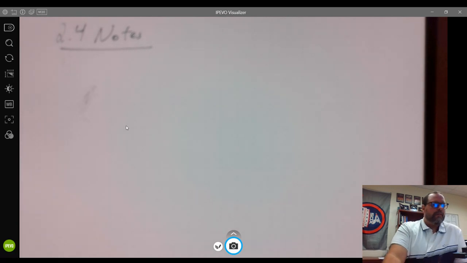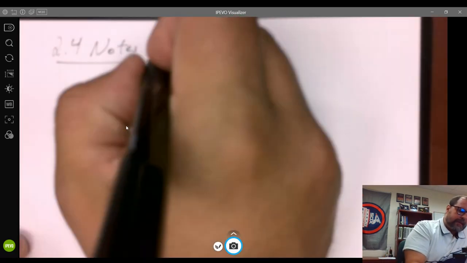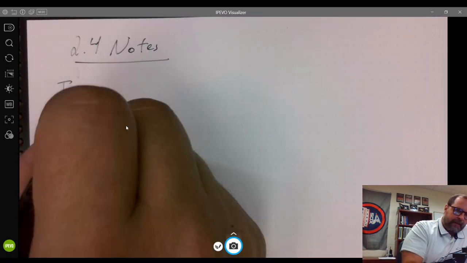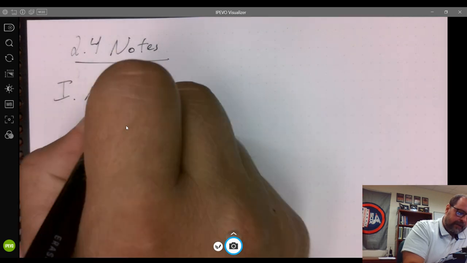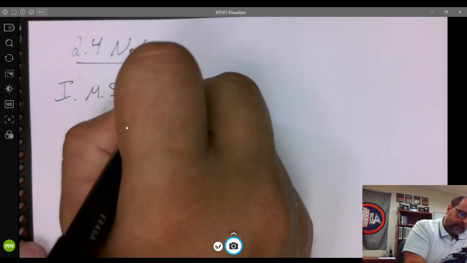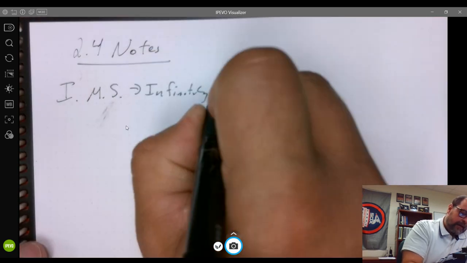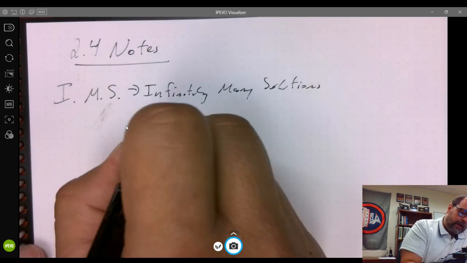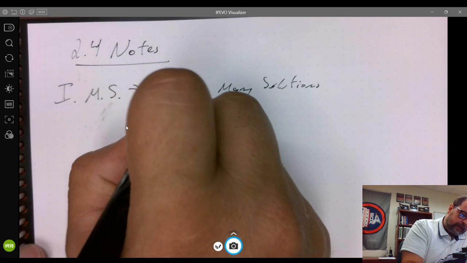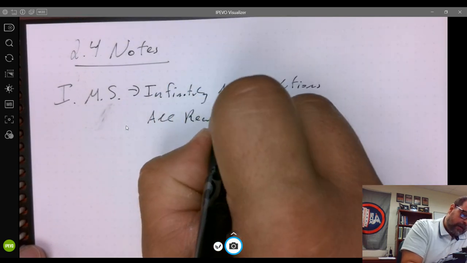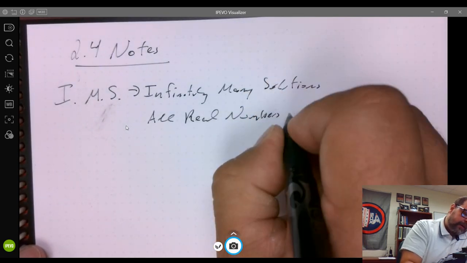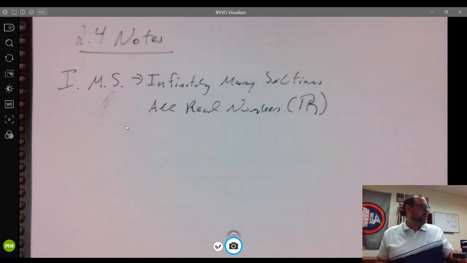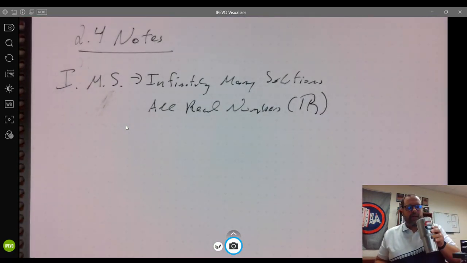Okay, so for today, we're going to have two different scenarios. We're going to have what we call infinitely many solutions, and you may have seen that as I.M.S. So infinitely many solutions, or another way to say this one is all real numbers, which has the symbol. You don't need the parentheses. I'm just putting it there to show. It looks like an R with an extra line.